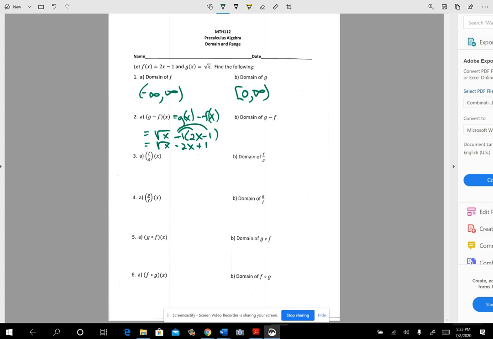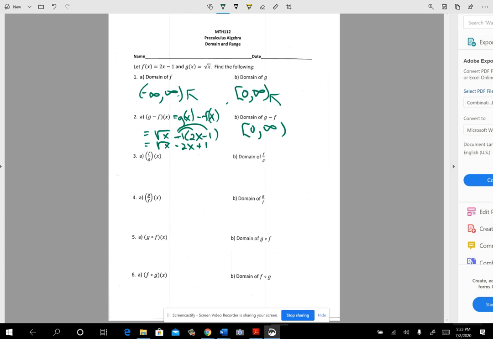All right, now when you do the domain of g minus f, you really just need to look at these two right here. And you need the intersection of those two. You need x's that are going to make it through both functions. So your domain for g minus f is going to be 0 to infinity, including 0. Okay. All right, that would also be the domain for G plus F, for F plus G, for G times F. The domain would just be the intersection of the domain of F and the domain of G.